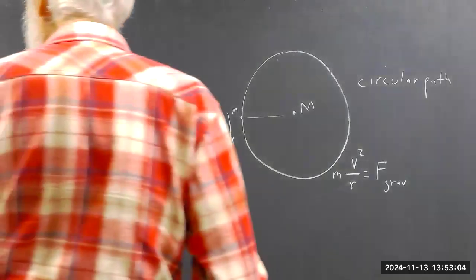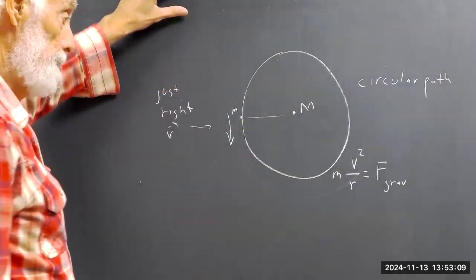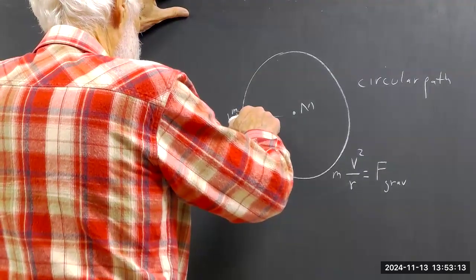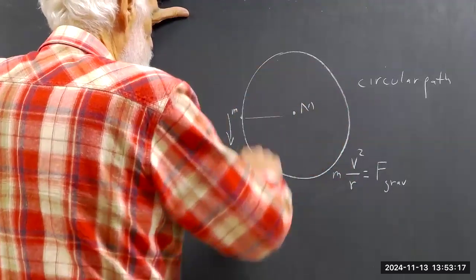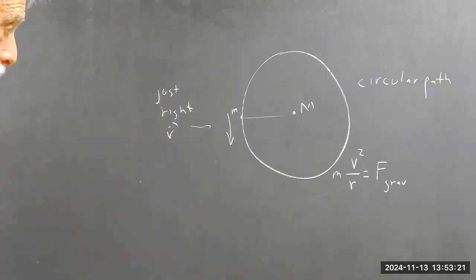Another thing we talked about, and we're out of time, but if you have more velocity, say in this direction, then that's going to give you an elliptical orbit. Okay.